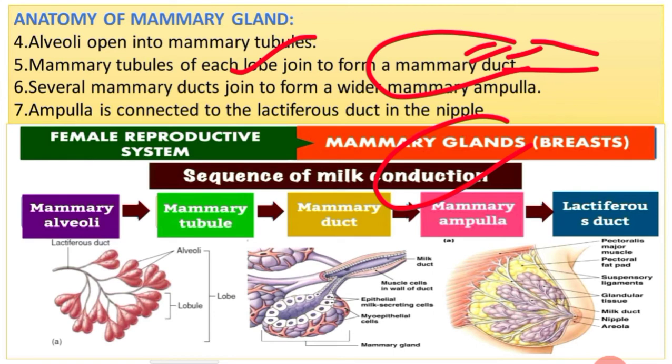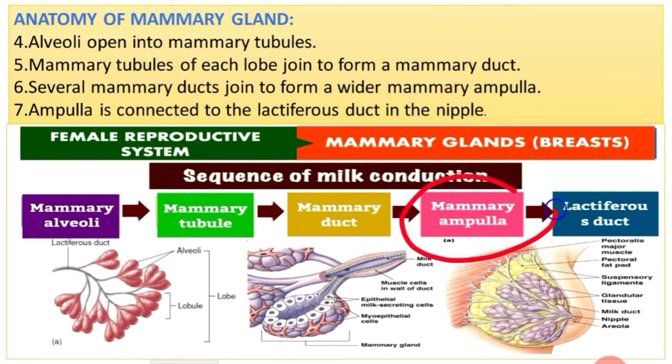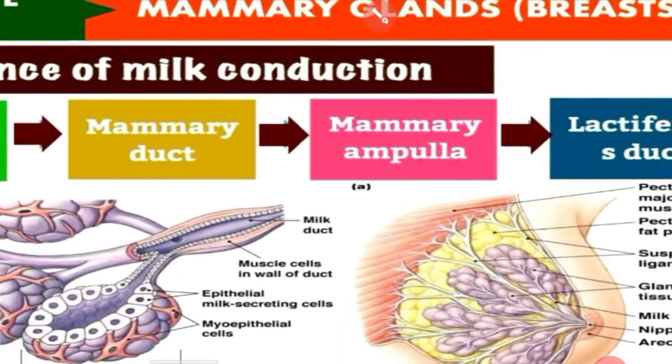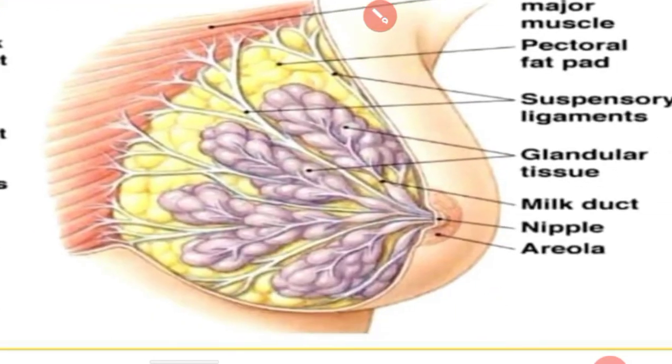Several mammary ducts join and the wider portion is called the mammary ampulla, right? This swollen region is called the ampulla. Shall we zoom and see that ampulla region? Yes. See, this is ampulla. Got it? This swollen region is called ampulla. Ampulla opens through the lactiferous duct, through the nipple area.